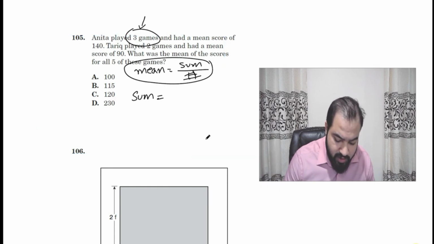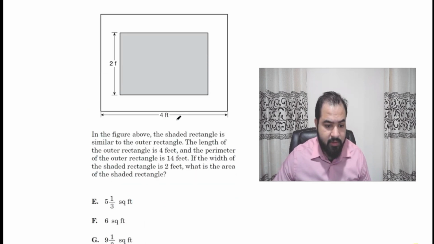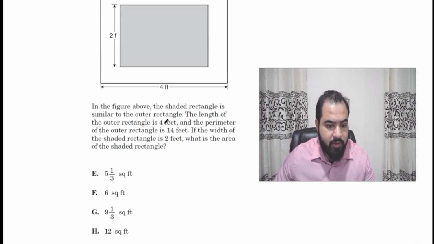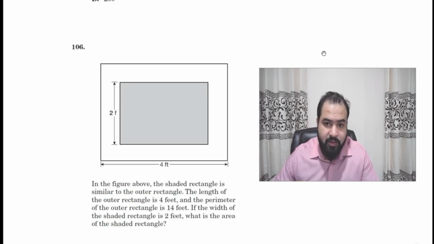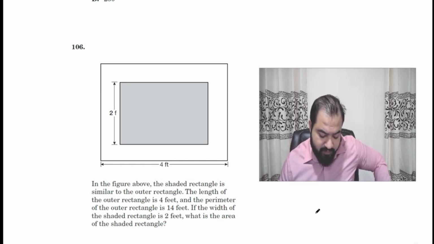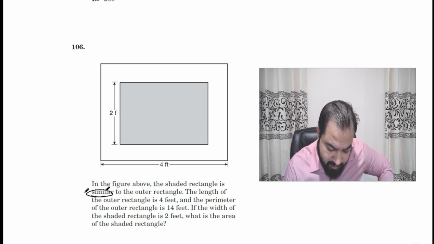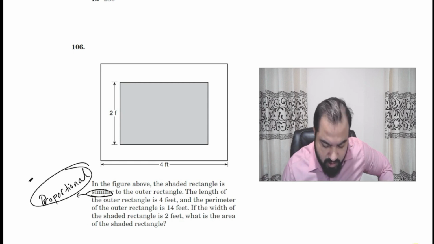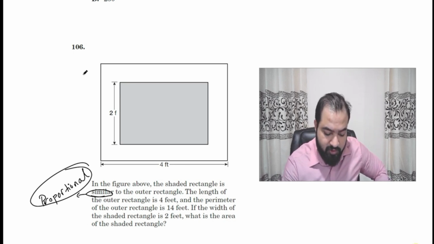Okay, now let's go to question number 106. This looks like a pretty big question, so let's do this one. So 106 says, in the figure above, the shaded rectangle is similar to the outer rectangle. The word similar means they're proportional. So the shaded, which is the baby one, is proportional to the big one.